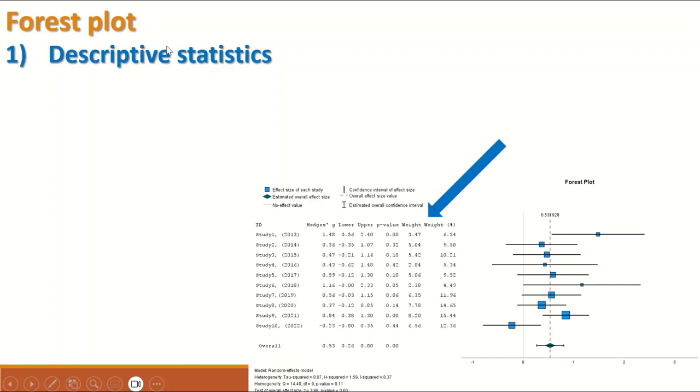So the first part is the descriptive statistics, as shown in the plot here generated from SPSS. It shows in the first part the summary for each study. There are 10 independent studies combined, and the effect size used was the standardized mean difference, which is Hedges' g, and the value is shown here. The 95% confidence interval is given for the upper and lower limits, and the statistical p-value is generated with a weight and a weight percentage.